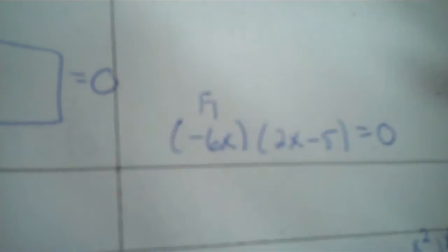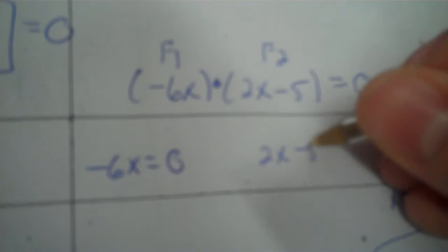Okay, so negative 6x, 2x minus 5 equals 0. Okay. So this is your first factor, this is your second. You have made it into two simpler expressions. That's what factoring is. Negative 6x equals 0, 2x minus 5 equals 0.